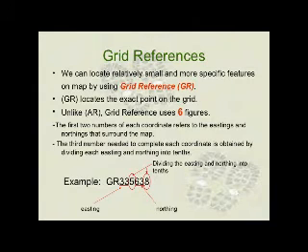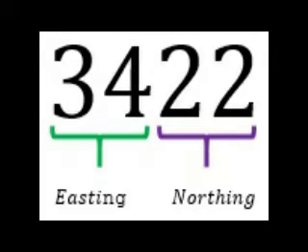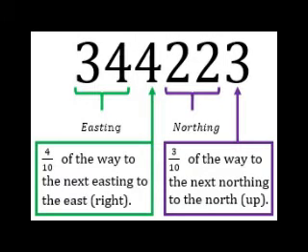The grid references locate relatively small and more specific features on a map and they locate the exact point on the grid. Now grid references are of two types, 4-figure and 6-figure. Now 4-figure are those which indicate a single kilometer square on a map and 6-figure indicates a point within a square. In the 4-figure grid reference, the first two numbers indicate the eastings and the next two numbers indicate the northings.